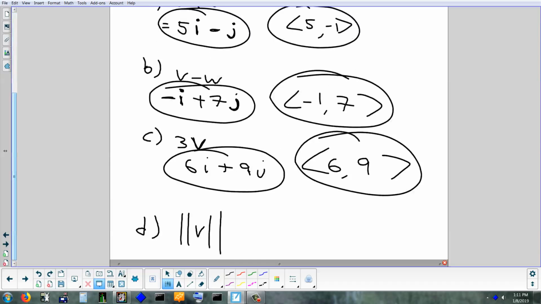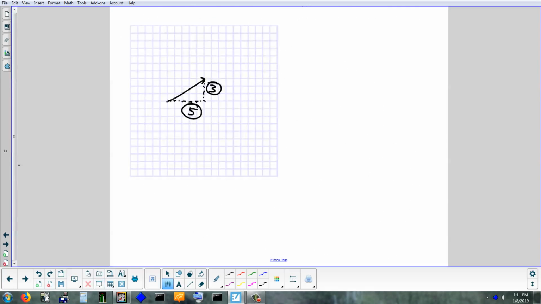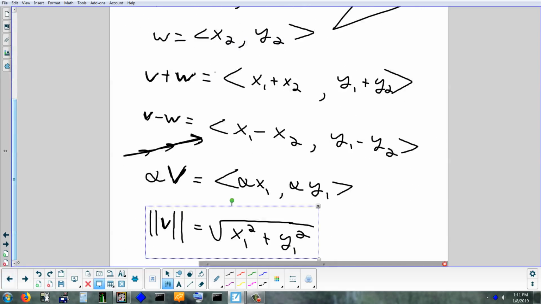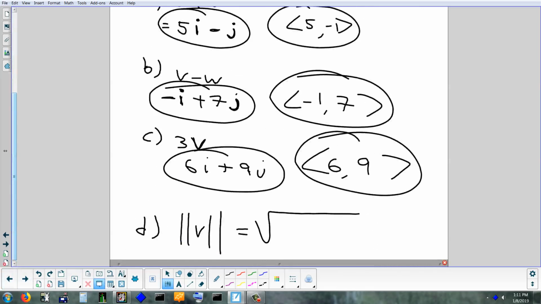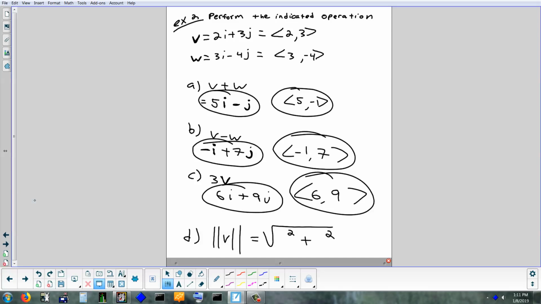Okay, and the last one we're going to find is the magnitude of v. Let's go back and look. It's the square root of each component squared, and then you add them up. So let's fill in everything we can before we put numbers. We've got a square root, and we're going to add two things after we square them. So for vector v, what's the first number that I'm going to square?